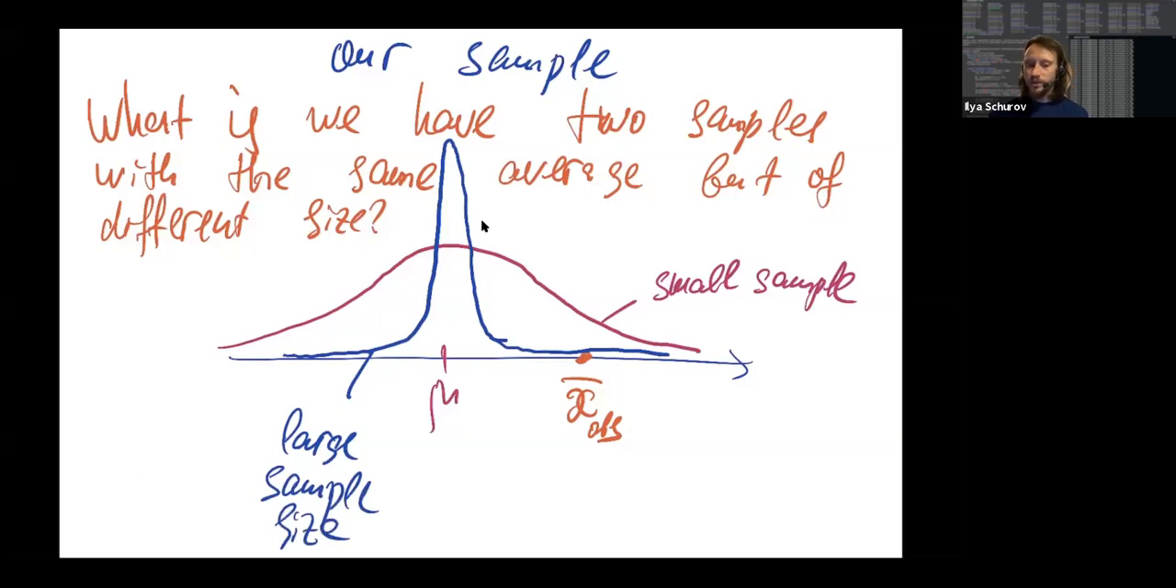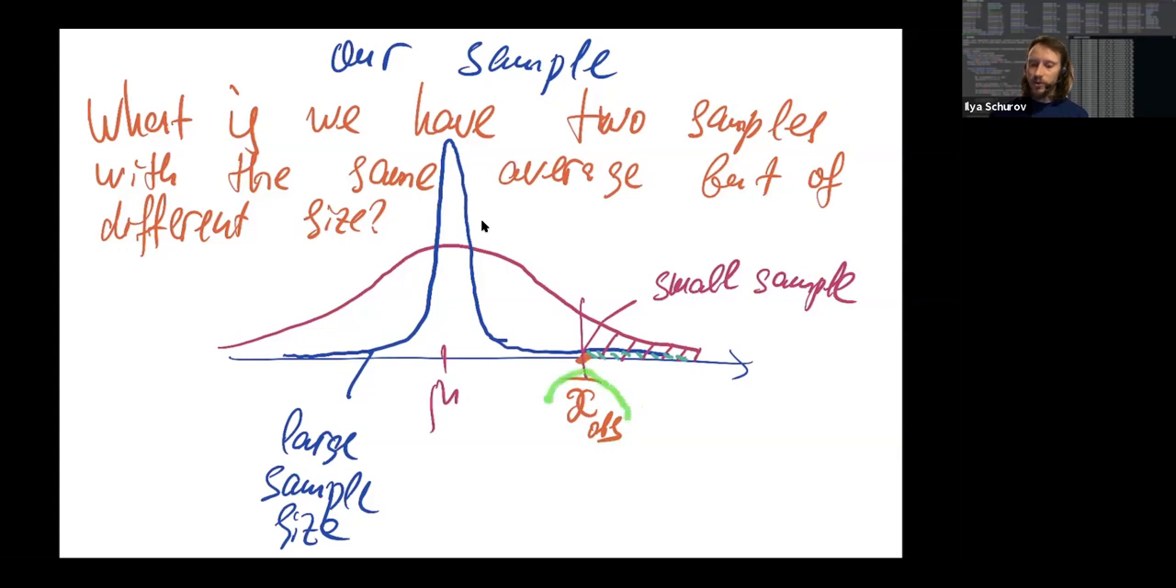The larger the sample size, the closer our sample mean is to the actual population mean. And so for the same sample average, I will get different p-values and different thresholds, and everything will be different. For example, for my small sample, I will get this p-value, which is quite large. And for my large sample, I will get this p-value, which is much smaller. So it is possible that for the same x-bar observed, I will get different p-values.